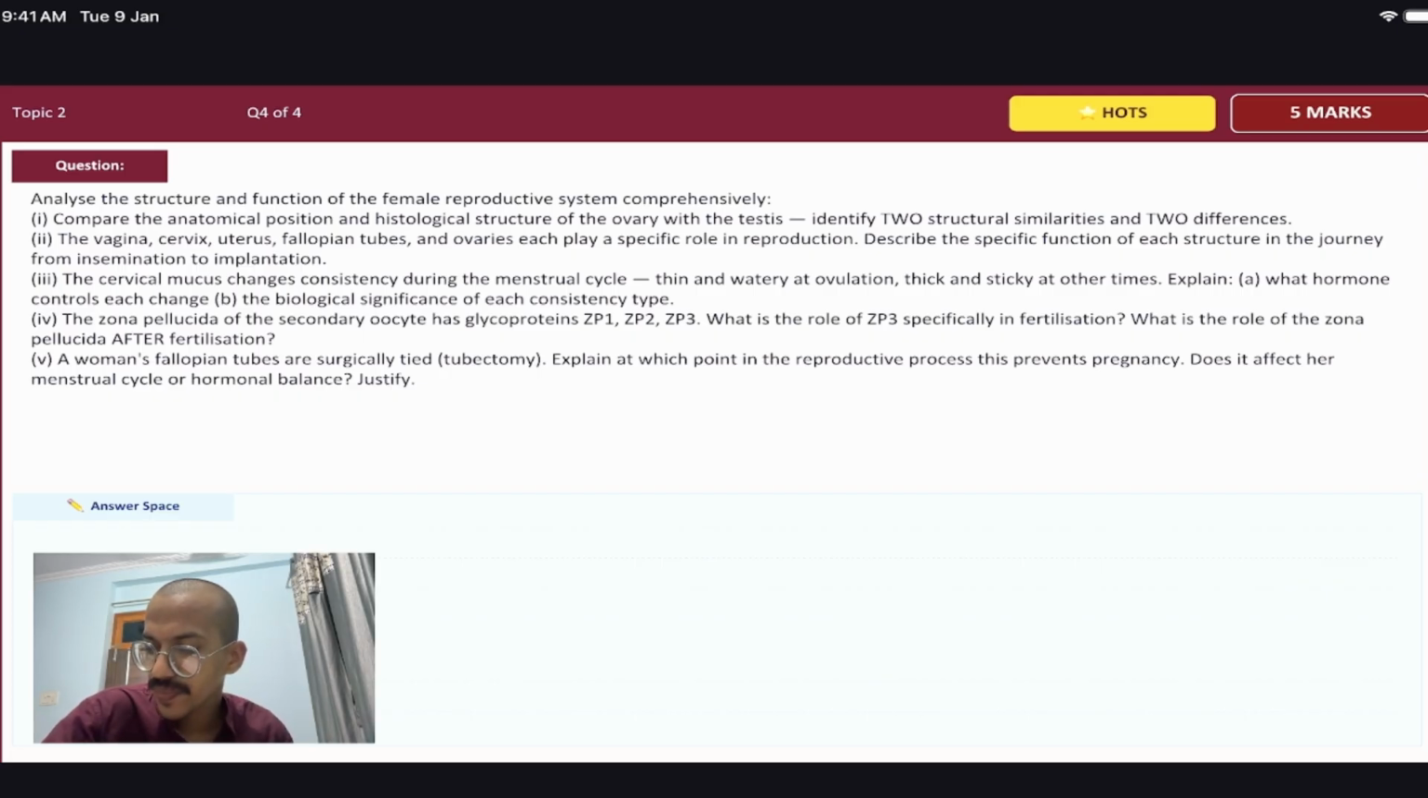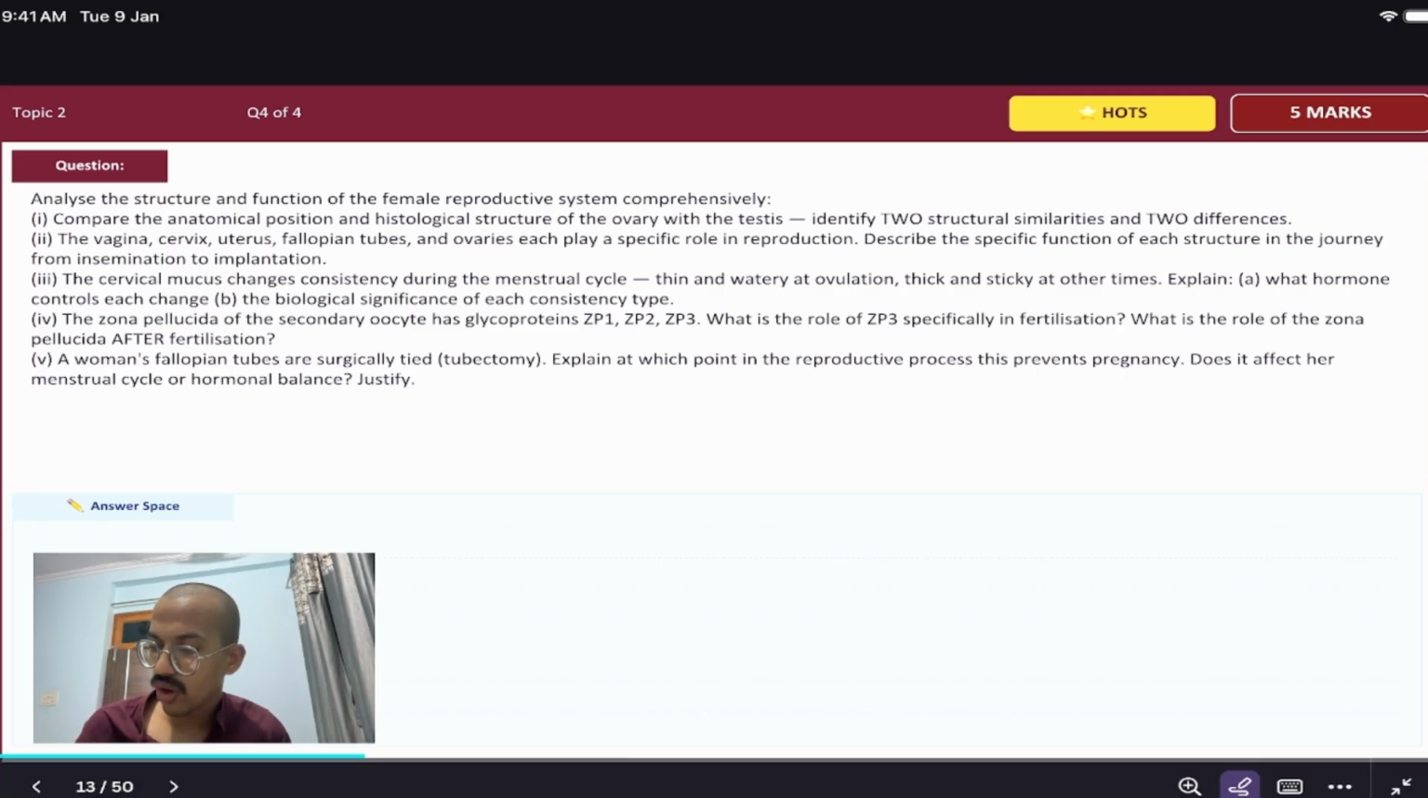Then a woman's fallopian tubes are surgically tied. So there is a tubectomy case. Explain at which point the reproductive process is prevented from causing pregnancy. It is the meeting during the fertilization time itself. Okay, at the ampullary isthmic junction, they can't meet. Does it affect her menstrual cycle or hormonal balance? No, it doesn't, because there is no change with respect to those major structures, that is the hypothalamus, anterior pituitary, follicles or the ovary, and the uterus.